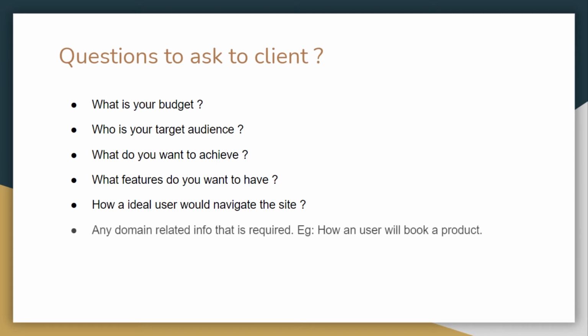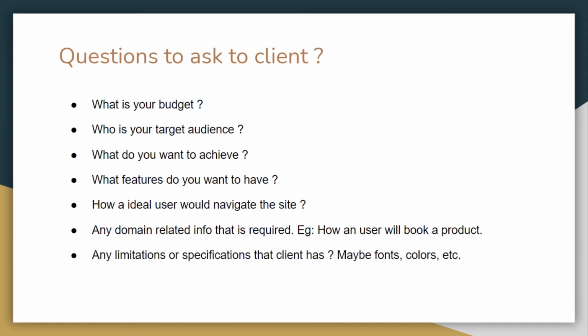After this, we will ask them for any domain related information that is highly important and that we should know about. In our case, we are designing an e-commerce website, so we will ask them what the product journey is, or how the user will book a product, or anything that you think will help you in the design process. After this, we will ask the client about any limitations or specifications that they have. Like I told you, maybe fonts and colors, or they have some limitations like the size of the web page, screen size, anything. Once we are done with these questions, we will get a good idea about what the client wants.